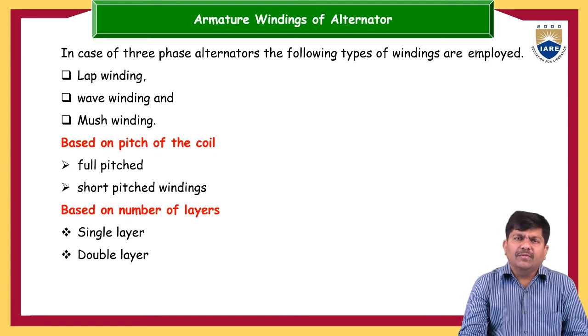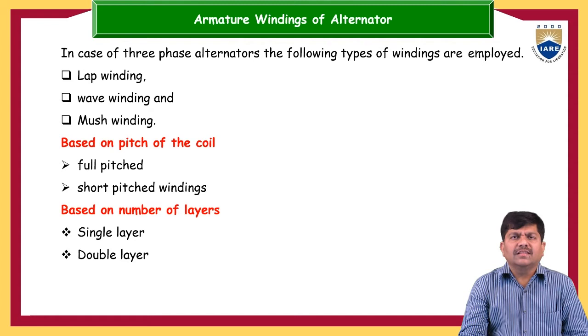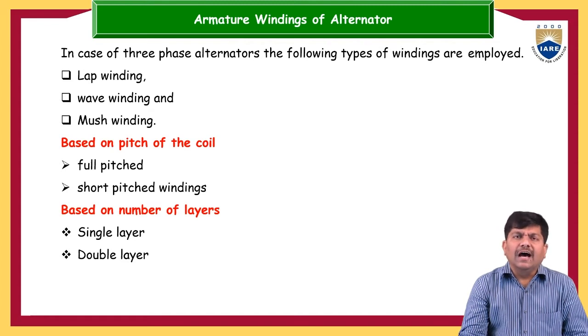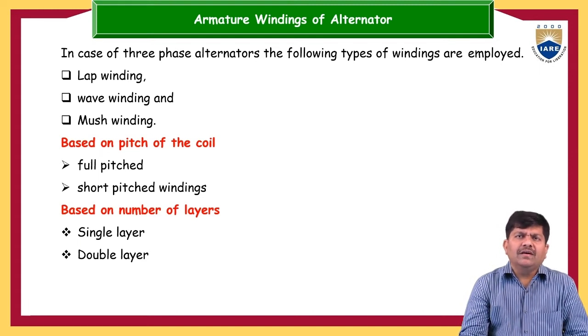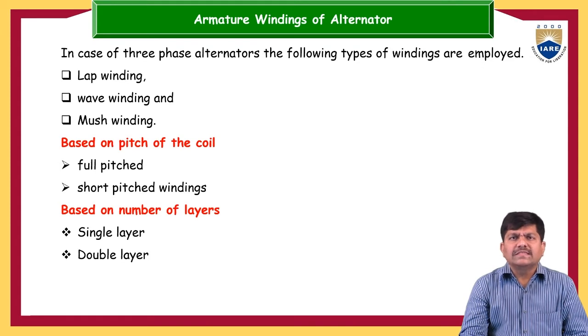And the major element in the alternator is nothing but the armature windings, because with the help of them only we are going to get the induced EMF. That induced EMF will be communicated to the local loads. So let us briefly talk about a few things about these armature windings.